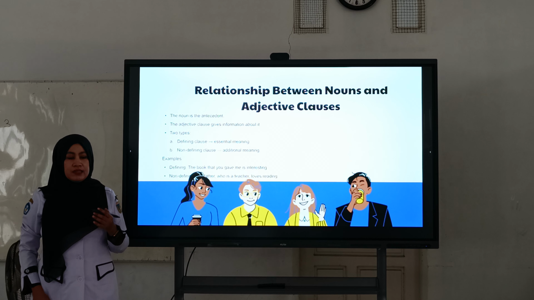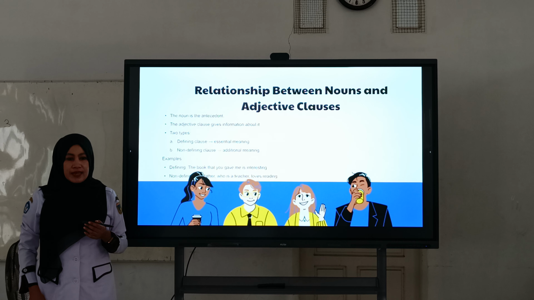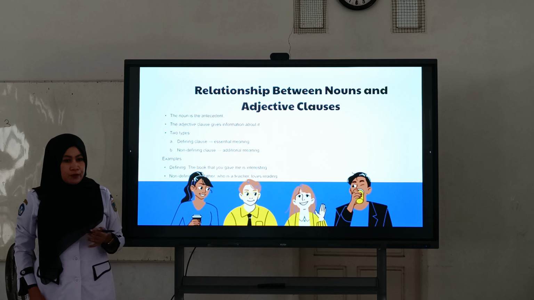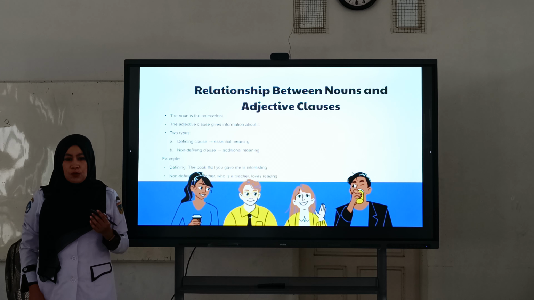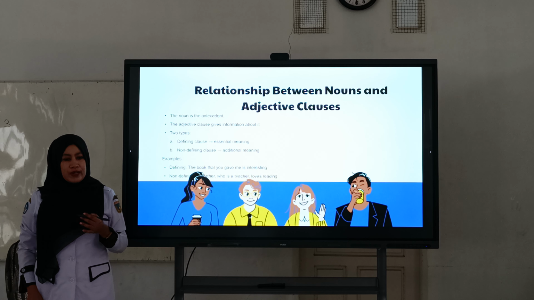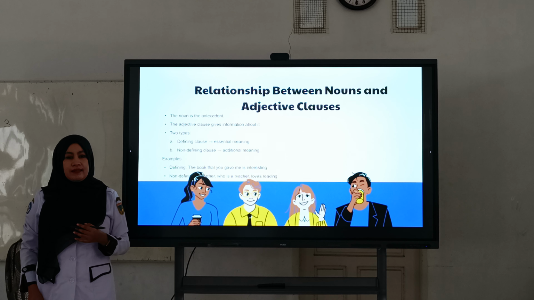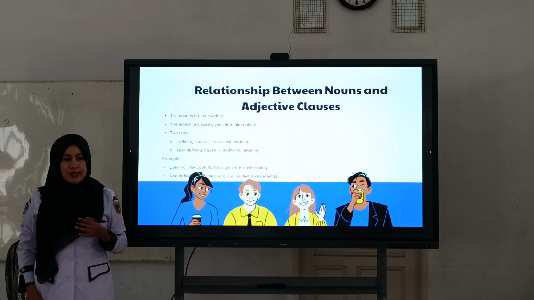Meanwhile, a non-defining clause adds extra information and is separated by commas. For example, my father, who is a teacher, loves reading. Recognizing the distinction helps us write sentences with precision and clarity.